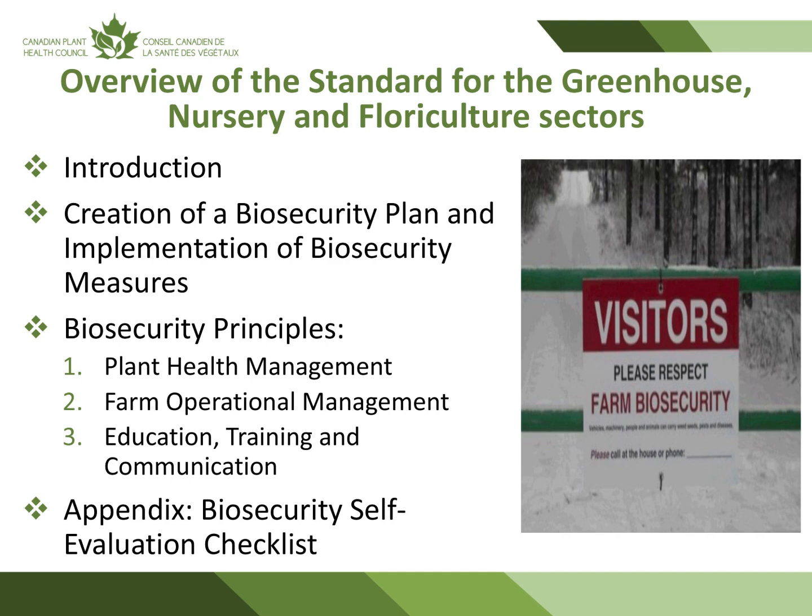To develop an effective biosecurity plan, the specific pests of concern for a commodity and place of production must be identified, and the pathways of transmission must be analyzed. In the standard, the principles of biosecurity have been grouped into 3 general areas that are important to a biosecurity plan: plant health management, farm operational management, and education, training, and communication. At the end of the standard is a self-evaluation checklist.